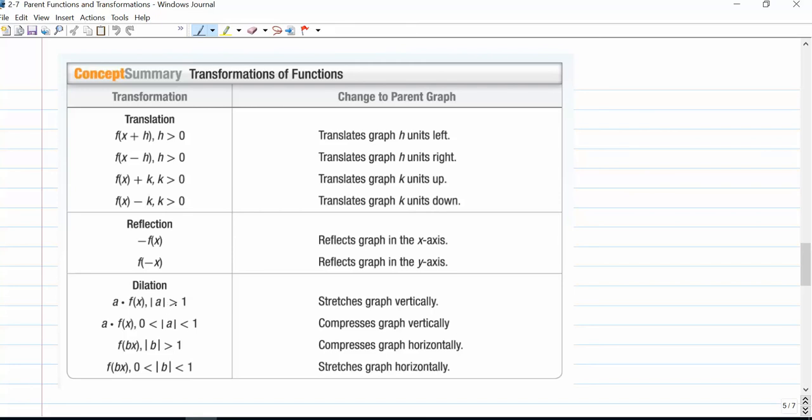Basically, if a is greater than 1, you'll see that the graph is going to get a little bit narrower. And if a is less than 1 but greater than 0, it's actually going to be a little bit wider. And we'll take a look at that as we do a couple examples here.